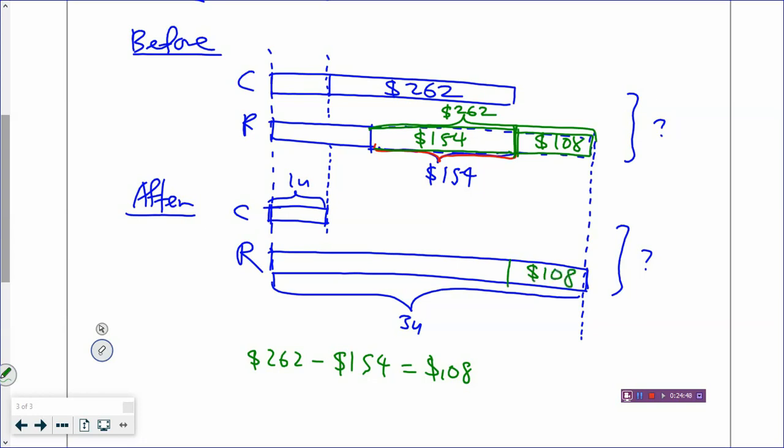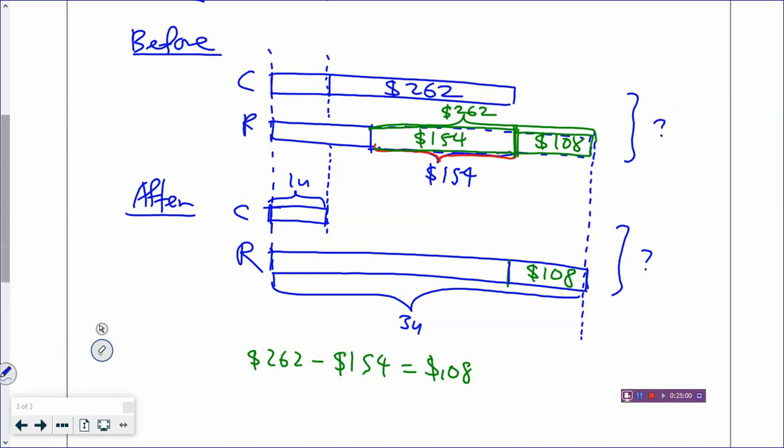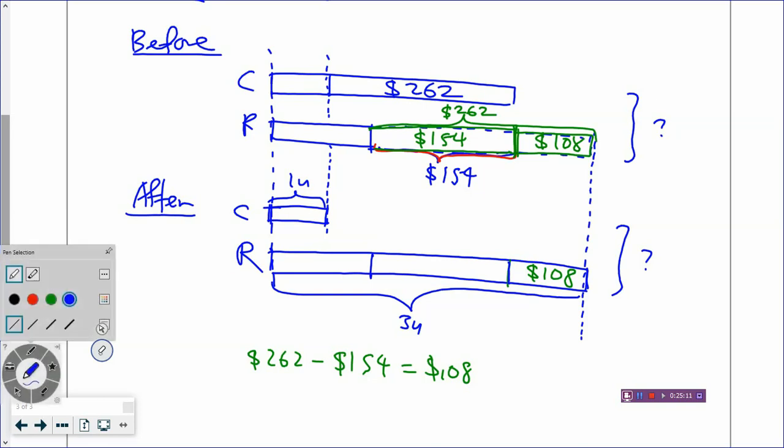Let's use a blue color and cut here. And then can you also cut out this one? You can also cut over here, and that will be $154. Let's use a green pen. This is $154.